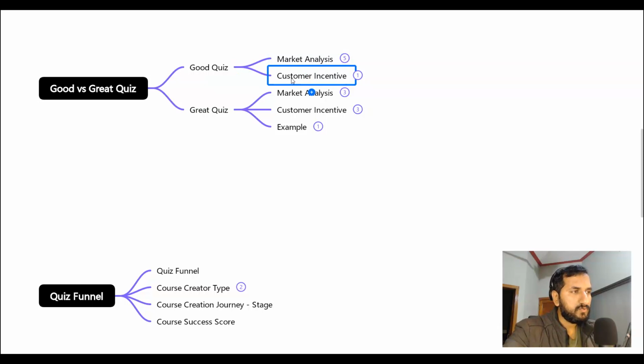The other part that we do in our quiz funnel is to give some incentive to the customer, to the prospect, so we get some engagement and we attract them to complete this quiz, so we get some data as well. Now these two parts look good, and we know what we have to do here.